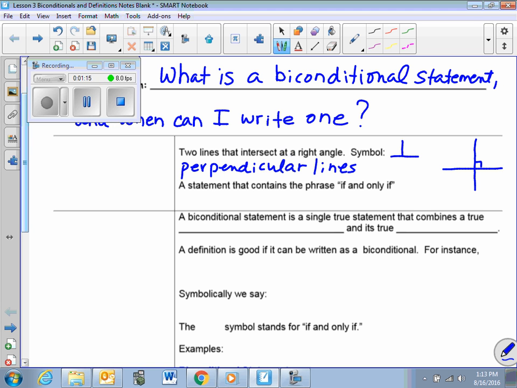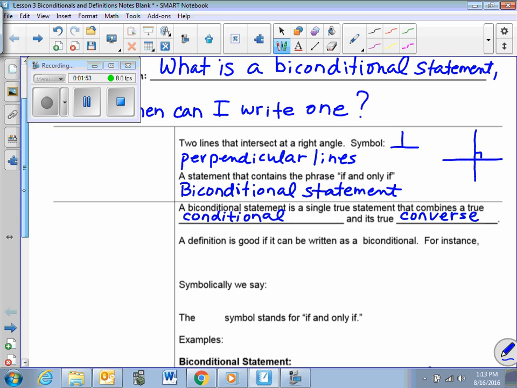And the statement, and this is unrelated to perpendicular lines, I'm not really sure why this is thrown in here at this point, but the statement that contains the phrase if and only if, that's your biconditional statement. A biconditional statement is a single true statement that combines a true conditional statement, a true conditional, and its true converse. As always, we'll do plenty of examples so you know what's going on here.